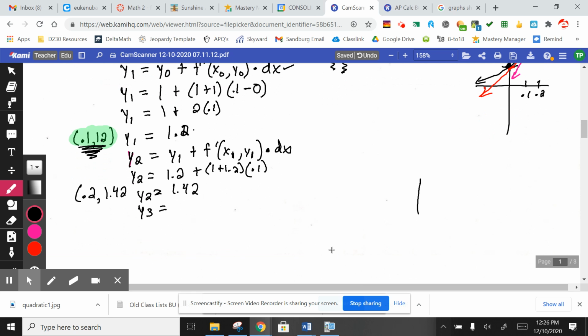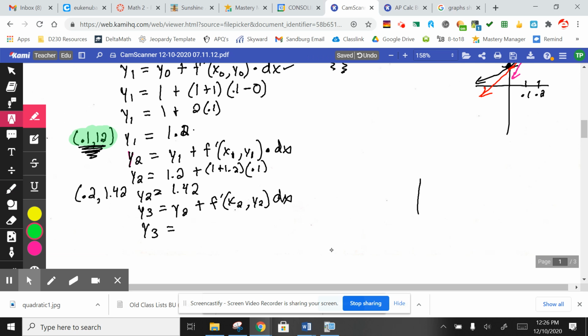You're going to take, and again, you don't necessarily have to write all of the subscripts initially, but since this is our first one, we want the y sub 2 point. We want the slope at that new second point, and then multiply it by our change in x. So our third one should be y sub 2. So y sub 2 is this guy. This is the y coordinate at that second point that we just found. So 1.42.